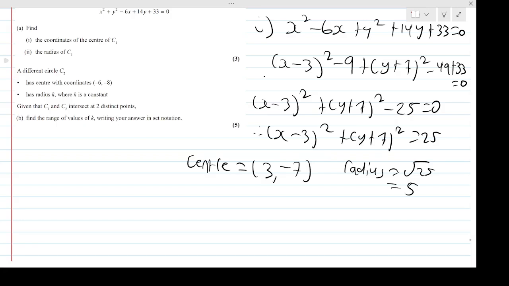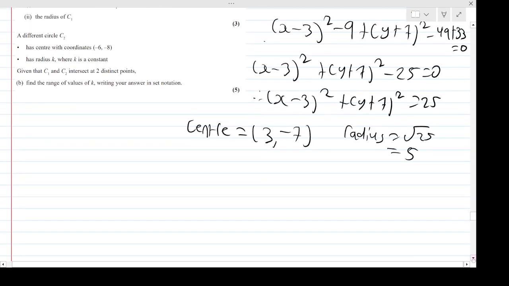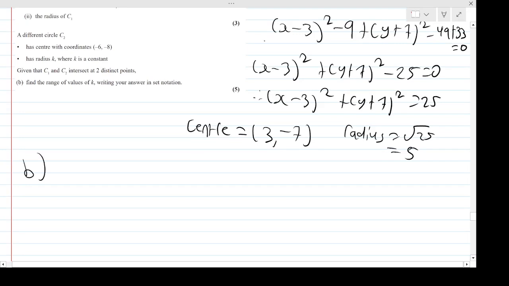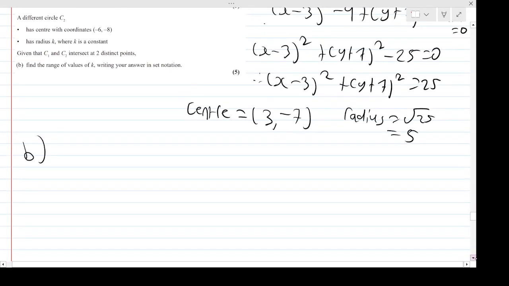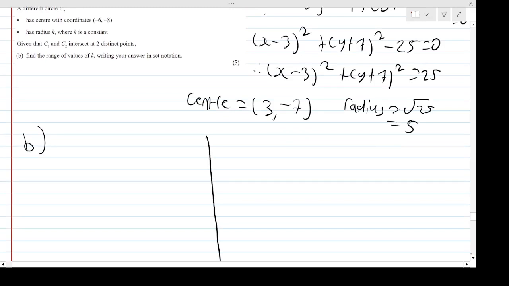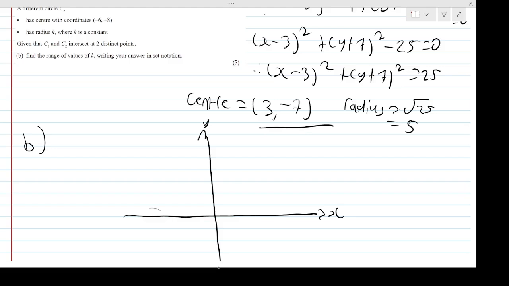Okay, now we're given a different circle C2, which has a centre with coordinates minus 6, minus 8, and the radius of k, where k is a constant. Given that C1 and C2 intersect at 2 distinct points, find the range of values of k, give the answer in set notation. Again, let's draw the situation. So let's draw our two circles. Let's draw a big grid here. There we are. But first, let's draw this circle C1.